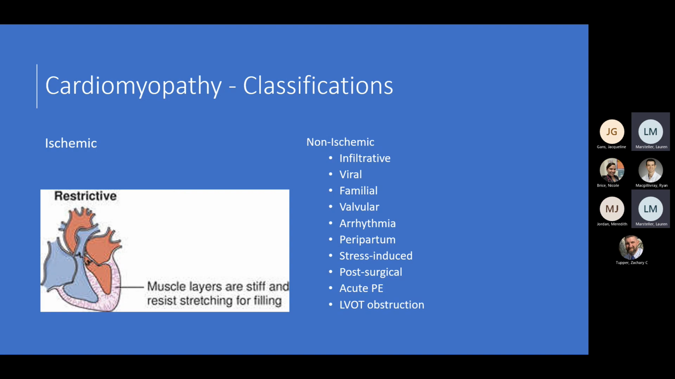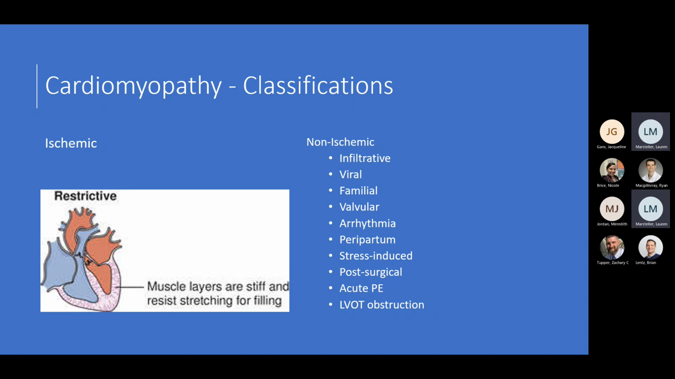So when you have a patient that has cardiomyopathy or heart failure, it's good to understand what the cause of the heart failure is. And it can be divided into two categories: ischemic, which is pretty obvious, patients who have had either MIs or some other decreased myocardial perfusion, or non-ischemic. And then there's a whole host of these non-ischemic cardiomyopathies. And just to review, infiltrative, which we'll speak a little bit more about, viral, familial, valvular, arrhythmia-induced, peripartum, stress-induced, post-surgical, acute PE or LVOT obstruction.